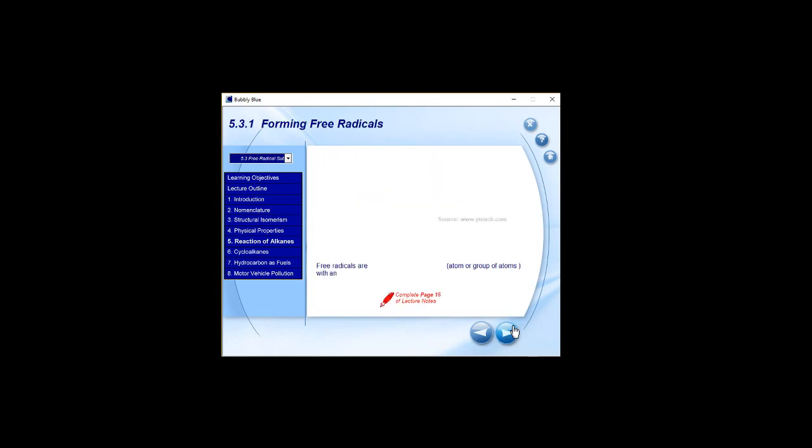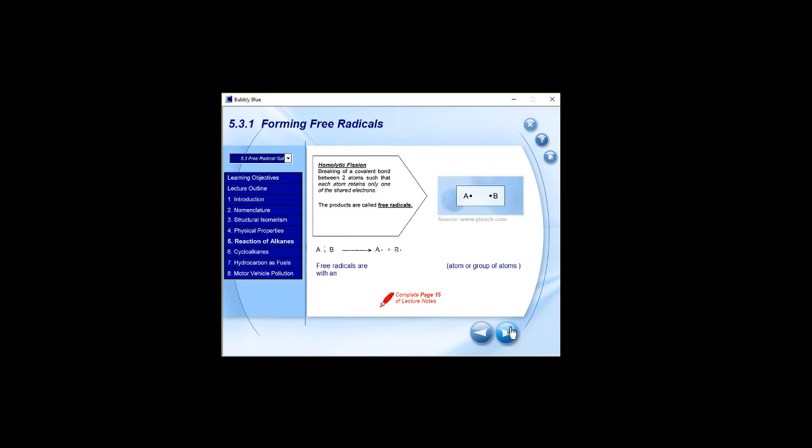As the name free radical substitution implies, free radicals are required for the reaction. So, how are free radicals formed? Free radicals are formed by homolytic fission. Homolytic fission is the breaking of a covalent bond between two atoms such that each atom has an equal share of electrons. So, what exactly are free radicals? Free radicals are highly reactive species with an unpaired electron formed by homolytic fission.